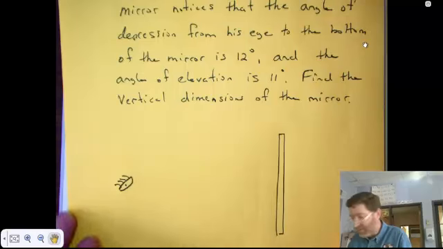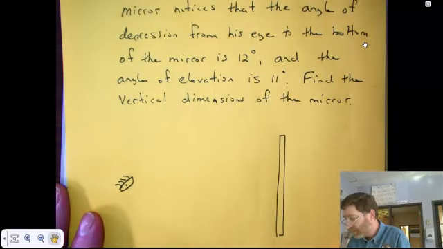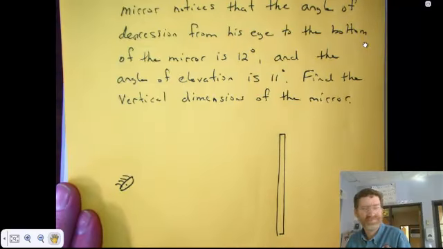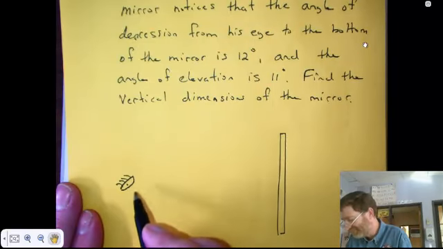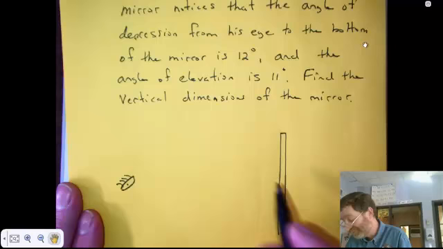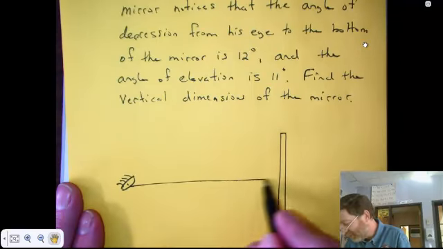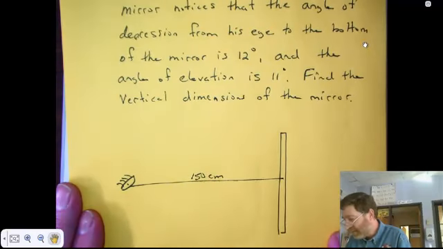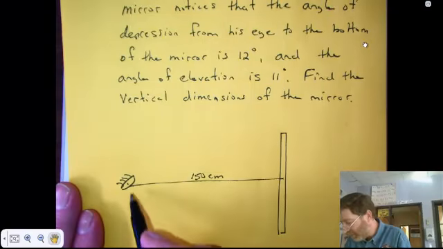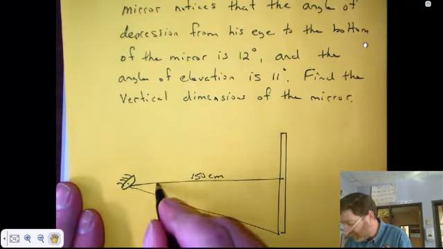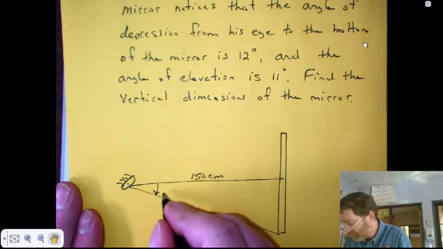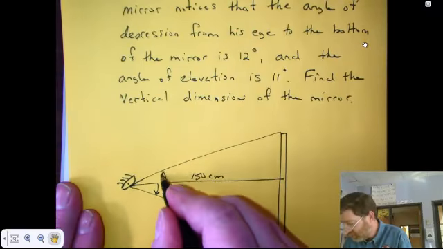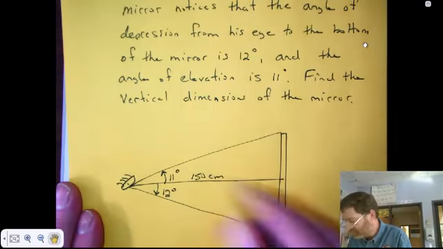Now, they know that he's standing, his eye is how far from the mirror? 150 centimeters. Now, we notice the angle of depression to the very bottom of the mirror is 12 degrees. And the angle of elevation is 11 degrees.